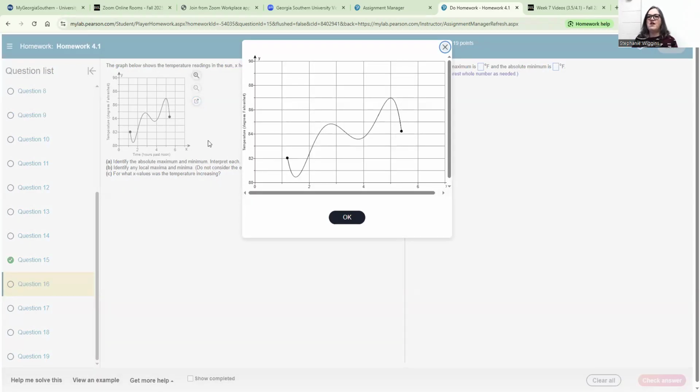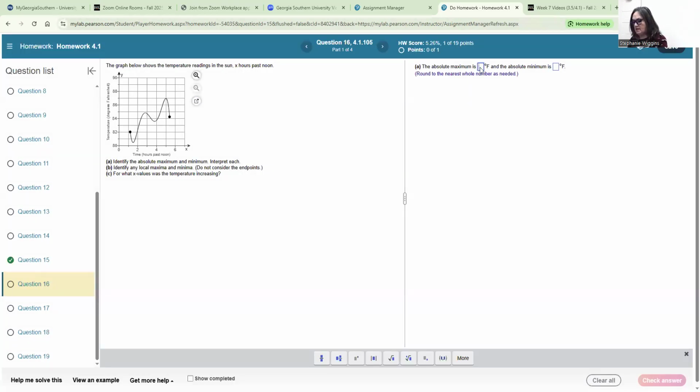So the absolute means the very highest and lowest point on the graph. So the very lowest is down here at 80, and it looks to me like it's closer to 81. So I'm going to say 81. And notice I'm giving a y value. For when we're talking about extreme values, we're always going to give y values as our answer. So the minimum value is 81, I'm going to say, because it says to round. And here is the maximum value, and that is at 87. Okay. So 87 is the maximum, and 81 is the minimum.